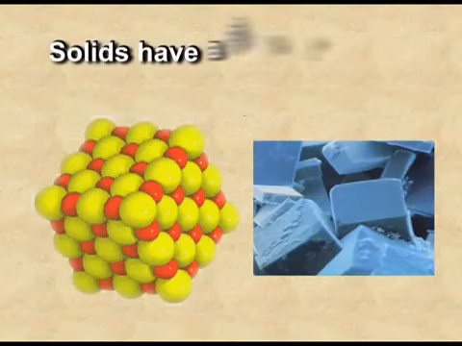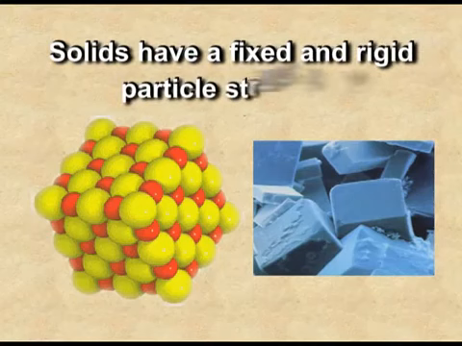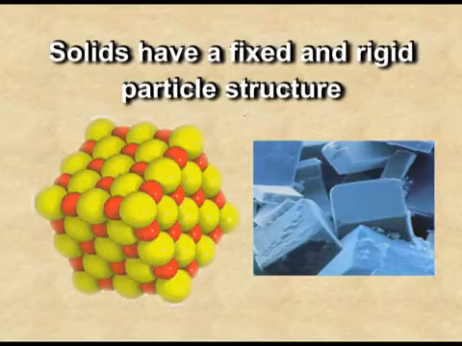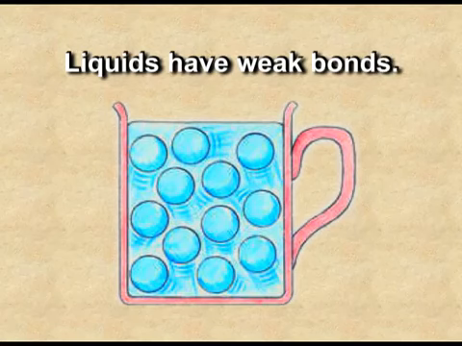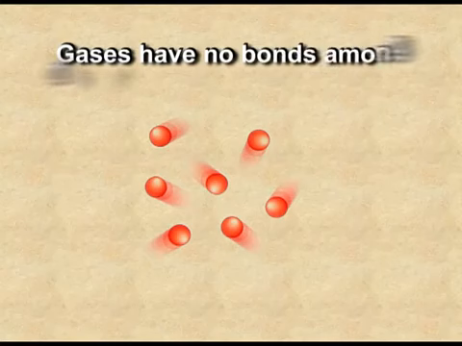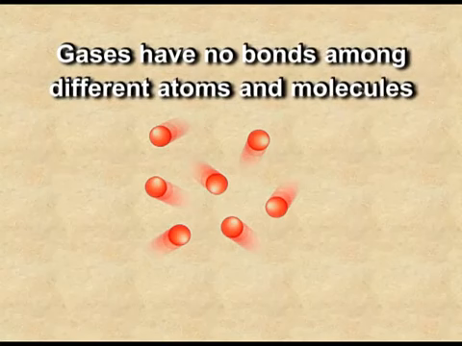Let's see. Solids have a fixed and rigid particle structure. It is only because the constituent particles are very closely packed. Liquids have weak bonds and the molecules are free to move. Gases have no bonds among different atoms and molecules. Liquids and gases can take the shape of any container.